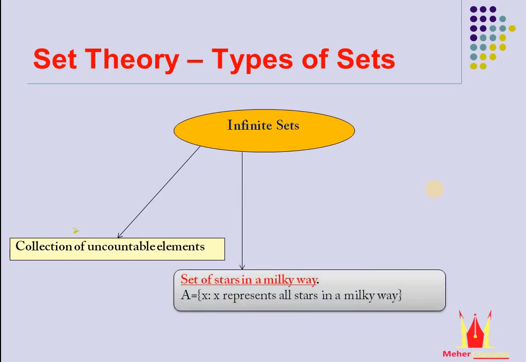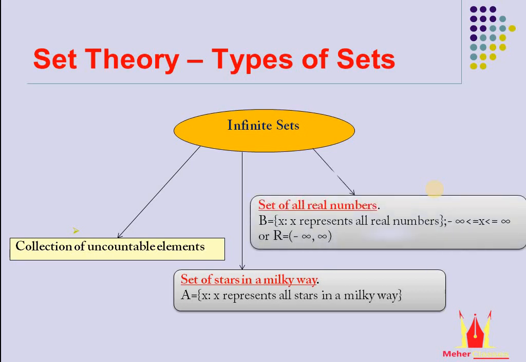Let's talk about a set of stars in a Milky Way. You cannot count the set of stars in a Milky Way. So if it is represented with set A, the set A will be considered as infinite set. Here is the second example. If I have a set called B that represents all real numbers, they exist between plus and minus infinity, so it's not possible to count all real numbers. So again here set B is the infinite set.